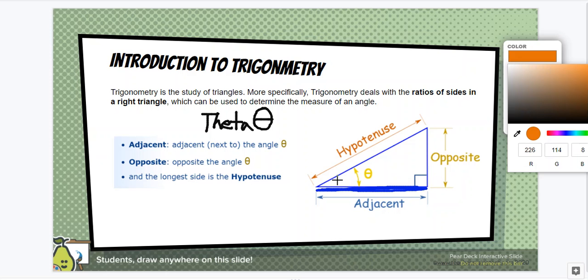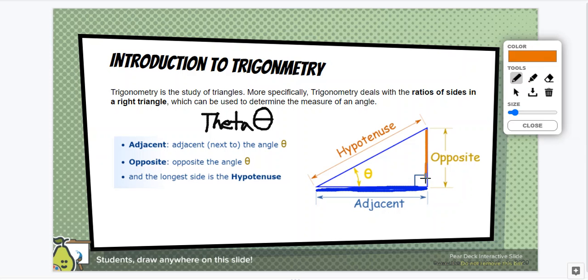And then opposite is, again, in reference to theta. If this is my angle theta, then the opposite one is the side that is not being used to create that angle. It's the one directly opposed to it, the other leg. Okay, hypotenuse is always going to be the hypotenuse regardless of your theta or regardless of your reference angle.